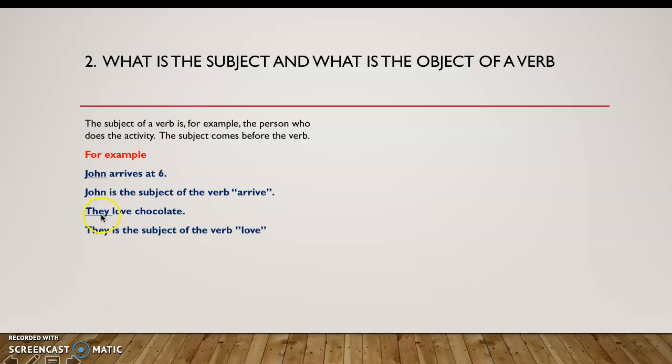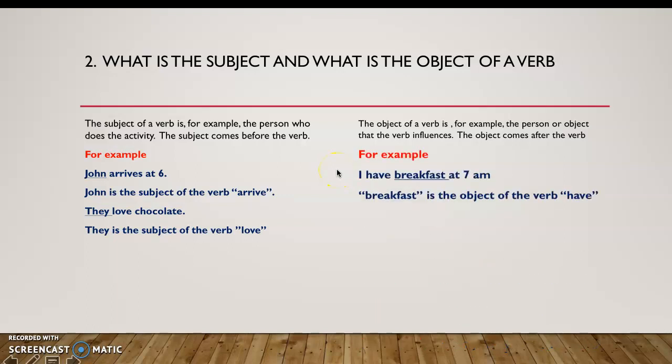Here's another example. They love chocolate. They is the subject of the verb love. The subject comes before. And it's the person who does the activity. So John arrives and they love. Now that's the subject. But what's the object? Let's take a look. The object of the verb is, for example, the person or object that the verb influences. Let's have a look what I mean. And it comes after the verb. For example, I have breakfast at 7 a.m. Breakfast comes after the verb have. This is the object.